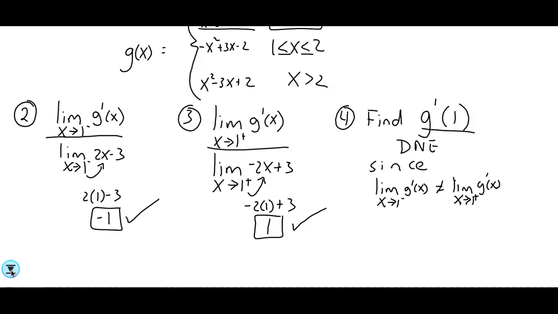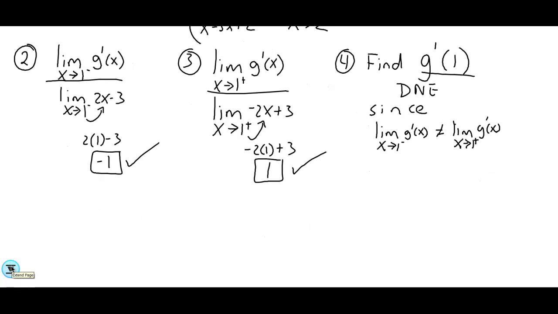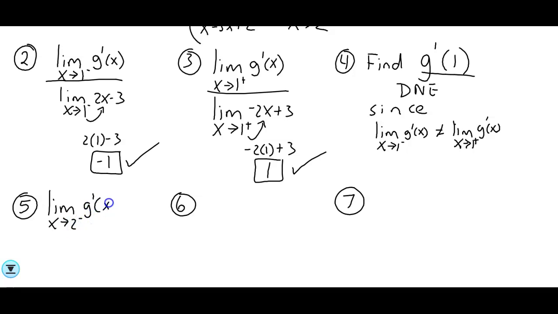Now, let's repeat the process, but this time, let you guys do this one. So this is going to be 5, 6, and 7. I'm going to ask you guys to find the following three things. I want you guys to find the slope from the left of 2. I want you guys to find the slope from the right of 2.